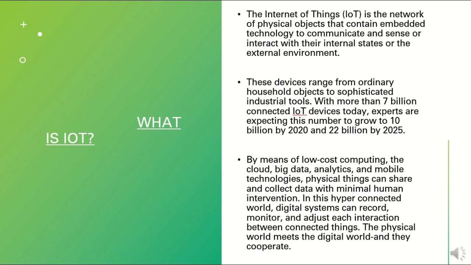Now we'll start with IoT. The Internet of Things is the network of physical objects that contain embedded technologies to communicate and sense or interact with the internal states or the external environment. With more than 7 billion connected IoT devices today, experts are expecting this number to grow to 10 billion by 2020 and 22 billion by 2025.